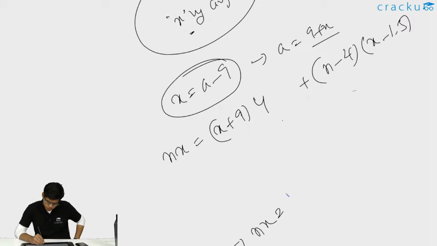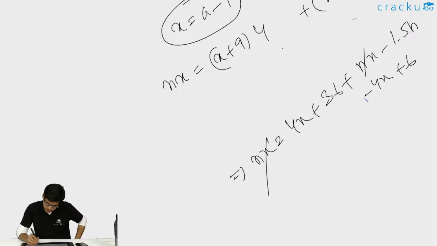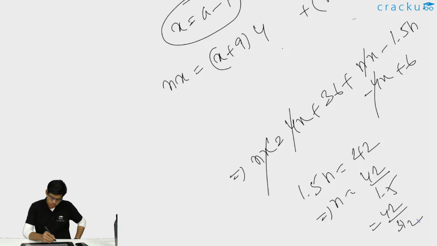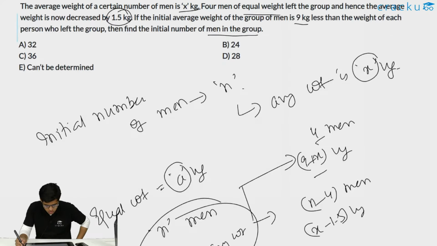So nx equals 4x plus 36 plus nx minus 1.5n minus 4x plus 6. So nx we can cancel, 4x we can cancel. What we are getting is 1.5n equals 42, or n equals 42 by 1.5. That is 42 by 3 by 2. So n equals 42 into 2 by 3. This is 14, and 14 twos is 28. So the initial number of men in the group is 28. Option D is the correct answer.